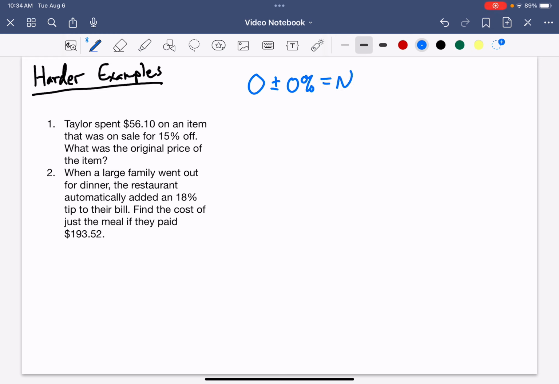All right, number 1, Taylor spent $56.10 on an item that was on sale for 15% off. What was the original price? Well, what I got to keep in mind here is that this is not the original price. That was my quote-unquote new price. So I'm going to put 56.10 over here on this side of the equal sign where the new is. I don't know what the original price is. So I'm just going to put X. That's what I'm trying to find.